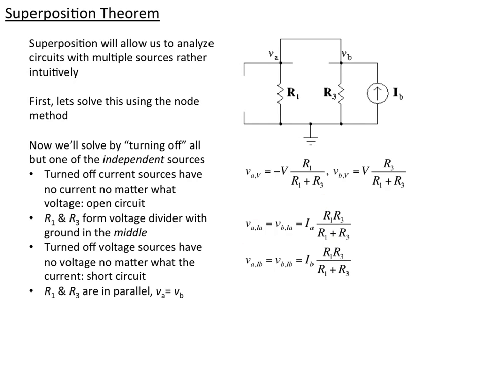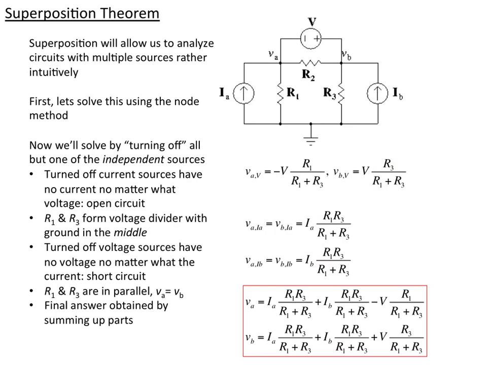If I turn on IB, I have exactly the same situation, just a different current. And now, to find the voltages for these two things, I just add up these parts in each case, and I get the same equations I had before. So summing up the parts, this can be done in a much more intuitive fashion than just doing the node method completely.